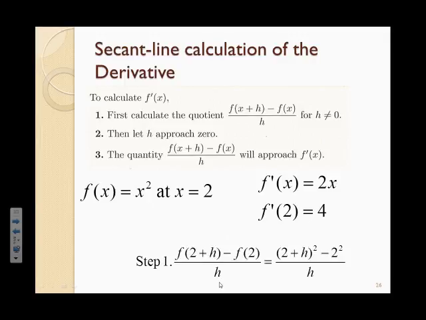If we wanted to do this with the secant line calculation, we use this formula and put 2 in it, since our x is 2. So it becomes f of 2 plus h, minus f of 2, all divided by h. And we put that into this function. So it's x squared. So f of 2 plus h is going to be 2 plus h squared, minus f of 2. Well, that's going to be 4, right? 2 squared. So we're minus 2 squared, all over h.